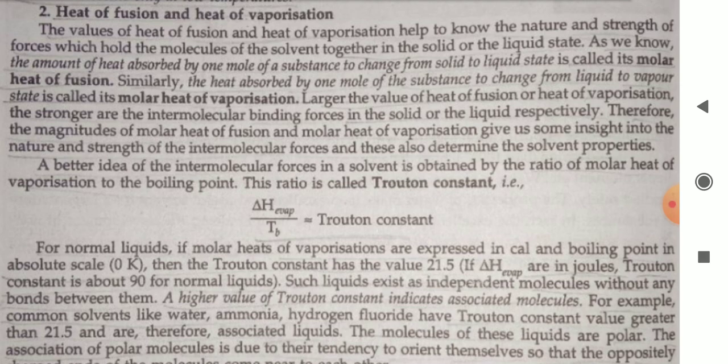A better idea of the intermolecular forces in a solvent is obtained by the ratio of molar heat of vaporization to the boiling point. This ratio is called Trouton's constant. Delta H of vaporization divided by boiling point is equal to Trouton's constant. For normal liquids, if molar heats of vaporization are expressed in calories and boiling point in absolute scale, degrees Kelvin, then the Trouton's constant has a value of 21.5. If enthalpy of vaporization is in joules, Trouton's constant is about 94.